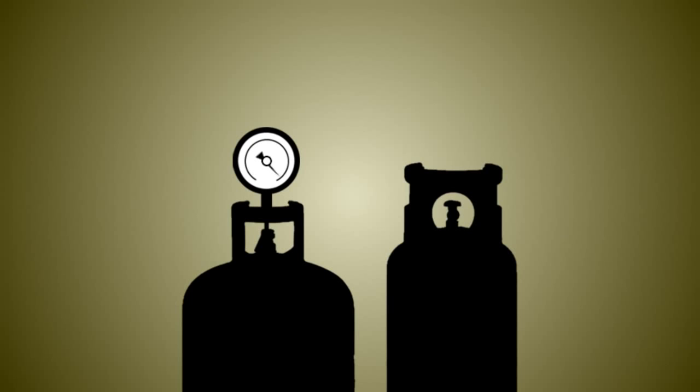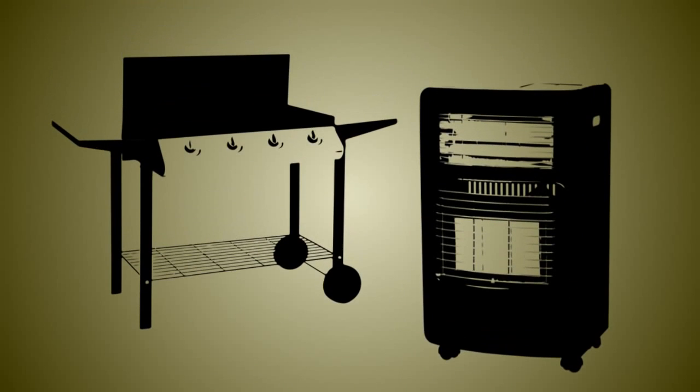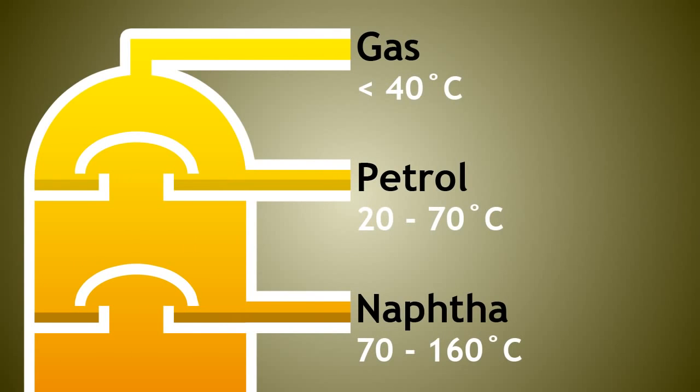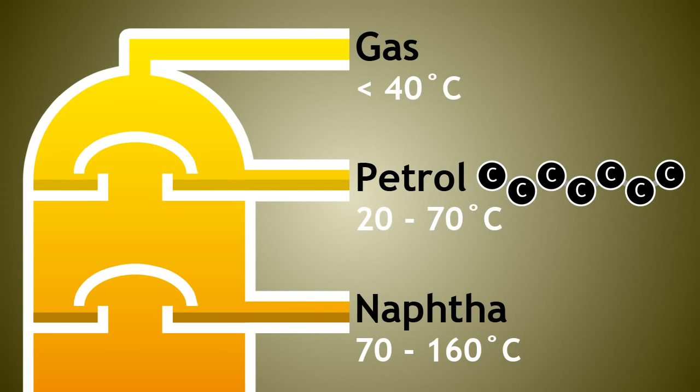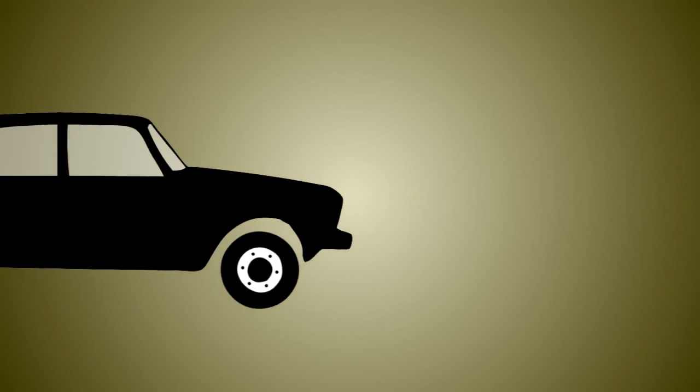You could well have seen bottles of propane or butane running barbecues or heaters in your home, and these are examples of the refinery gas fraction. Petrol is between 5 to 7 carbons in length. It is still a fraction of small chain hydrocarbons, and therefore these vaporize at a low temperature and are easily ignited. This makes it useful as a fuel in the internal combustion engine of a car or other vehicles.